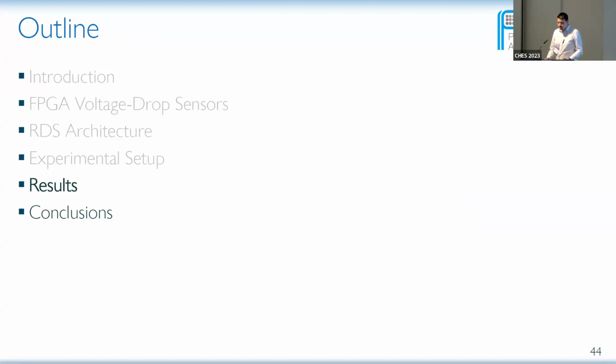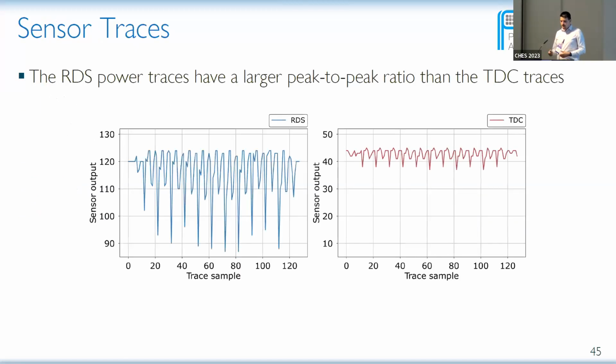So let's go into the results. Using the Sakura X board, we record power traces of AES encryption first. So here on the left, we can see the power trace of an RDS sensor, and on the right, we can see the power trace of a TDC sensor. So we are recording the same event, which is an AES encryption. And the AES encryption causes the same voltage drop. But we can see that for the RDS sensor, the output drops significantly more than the one of the TDC sensor. So the peak-to-peak ratio is much higher.